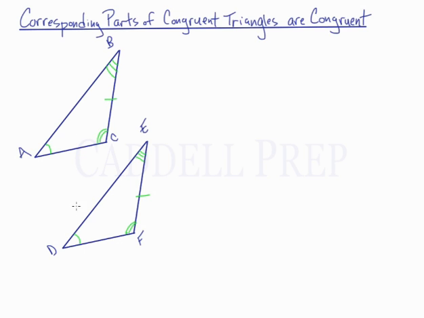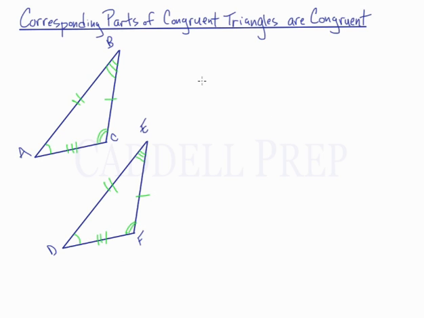Side AB and side DE correspond to each other. They're congruent because angle C and angle F are congruent, and these are the sides across from them. That's when they correspond to each other because they're in the same position on the triangles. And AC is congruent to DF.